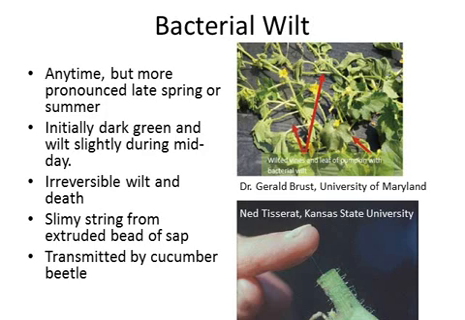Alternatively, place a small section, 1/4 of an inch thick, of the lower portion of the stem in a shallow dish containing water. After a few minutes, you should see a cloudy, slimy bacterial ooze from the cut end of the vine.